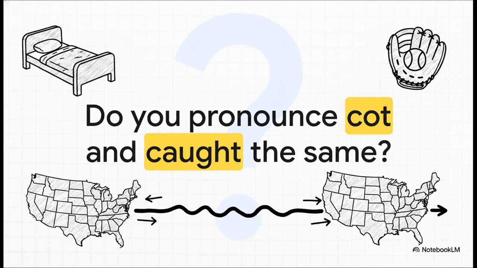Okay, time for another quick test. Say the word caught, like a small folding bed, and then say caught, like catching a baseball. Do you pronounce them the exact same way? If you do, you've got what's called the caught-caught merger. This specific vowel merger is currently sweeping across the West and pushing deep into other parts of the country. It's actually acting as a massive geographical dividing line for American speakers right now.